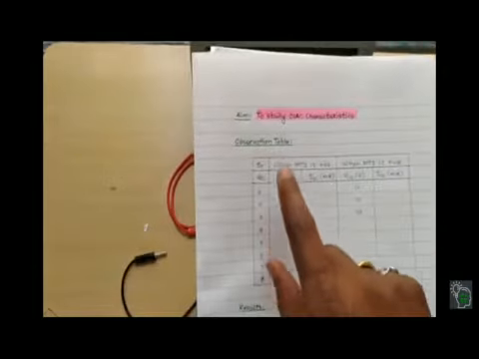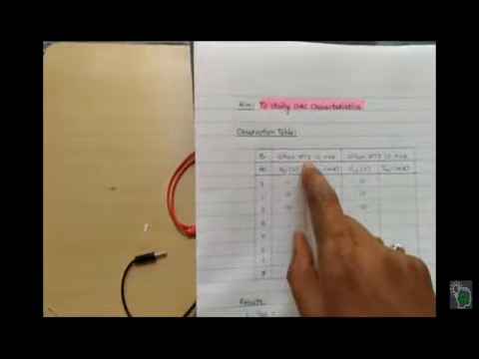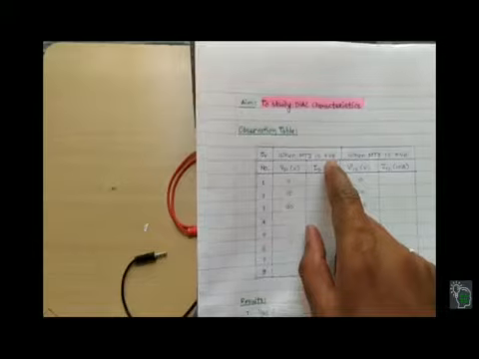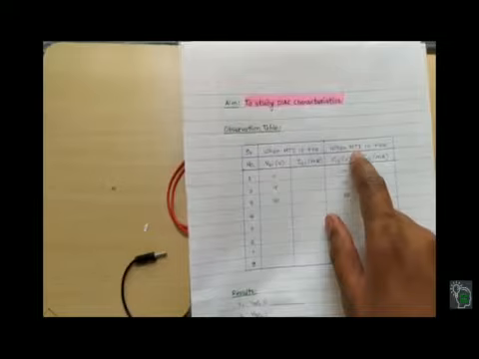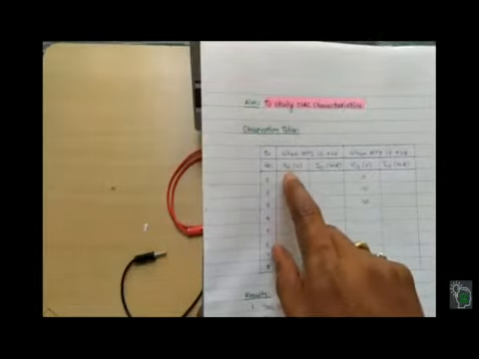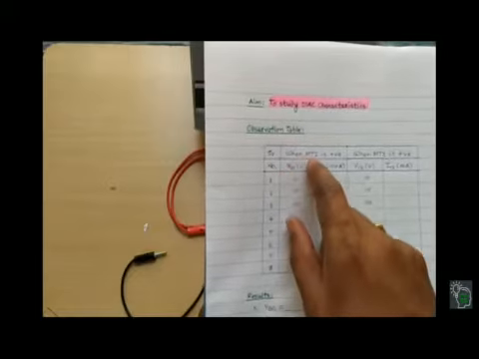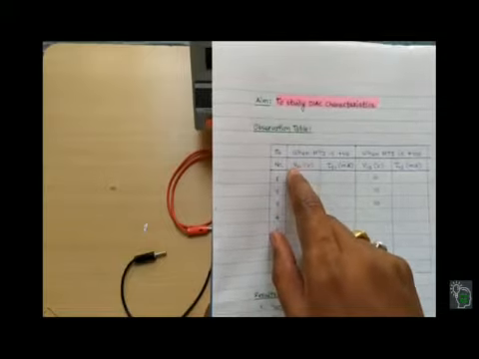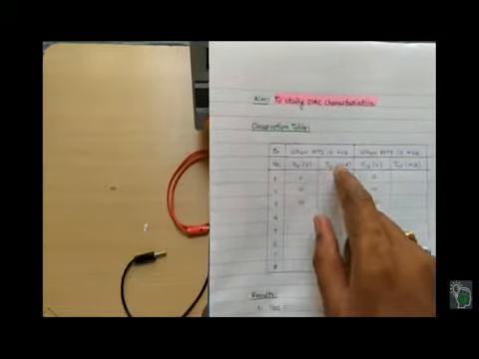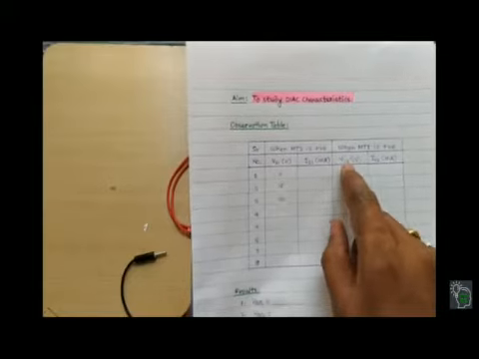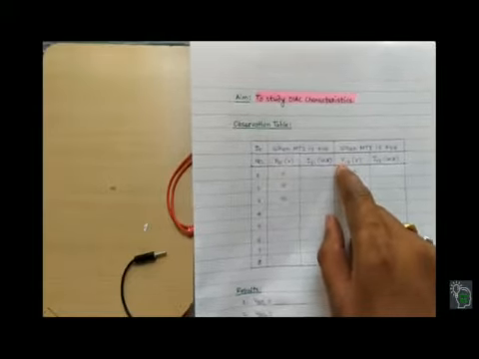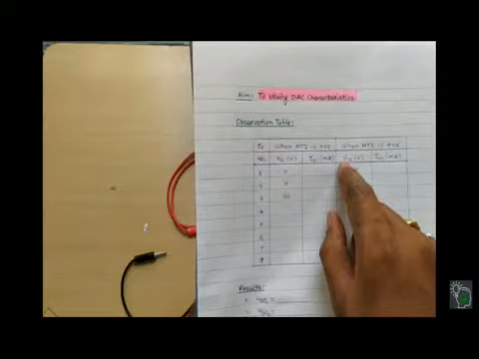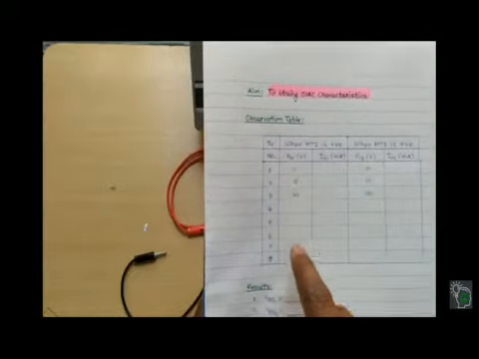This is the observation table for when MT2 is positive. Then we are calculating V21 and I21. When MT1 is positive, then V12 and I12 we are calculating. Here we are taking steps of 0 volt, 15 volt, 30 volt, because the DIAC is turning on at 34 to 36 volt, so we are taking the voltage difference around 15 volt: 0 volt, 15 volt, 30 volt.